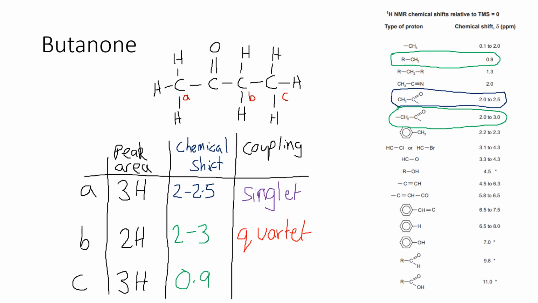So you'd expect it to be a 2 hydrogen quartet. So the peak area 2 and the coupling pattern would be a quartet, and you'd expect it to have a chemical shift of somewhere between 2 and 3. And then hydrogen environment C is 3 hydrogens, but it's next door to the CH2 group. So that means n equals 2. So 2 plus 1 equals 3, which is a triplet. So this is what you would expect to see for the NMR spectrum of butanone.